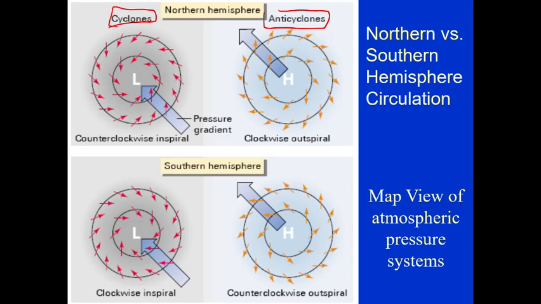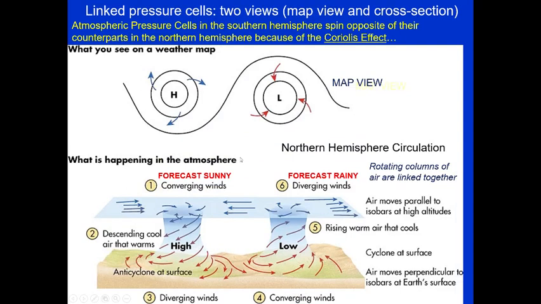Okay, so this summarizes everything I already talked about. Cyclones, low pressure system, pressure gradient force is inward. The spiral is going to be counterclockwise in the northern hemisphere, clockwise in the southern hemisphere. For anticyclones, high pressure systems, you're going to always have a PGF, pressure gradient force, that's going outward, and the spiral is going to be clockwise in the northern hemisphere, but counterclockwise in the southern. Okay? So I hope all that stuff makes sense.